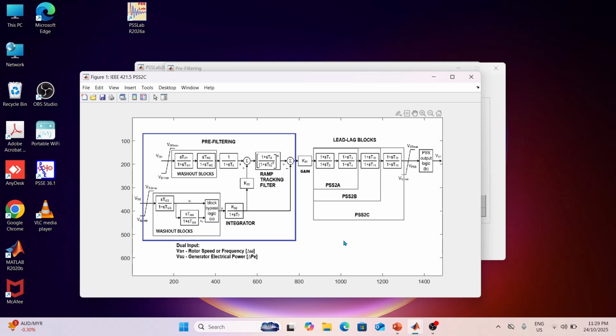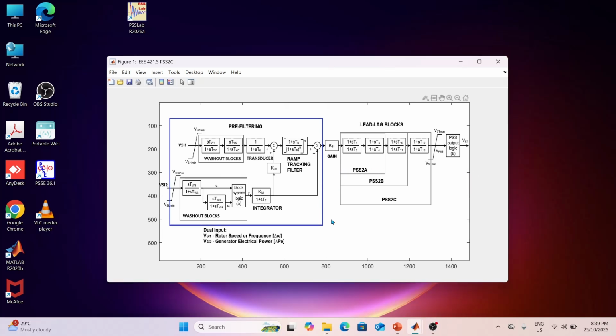This model diagram is based on IEEE Standard 421.5 Type 2C, which is widely used PSS model type. It essentially consists of two major parts. The first part is the pre-filtering, here in the blue frame, and the second part is the gain and the lead lag blocks. At first, we are focusing on the pre-filtering part of the PSS.